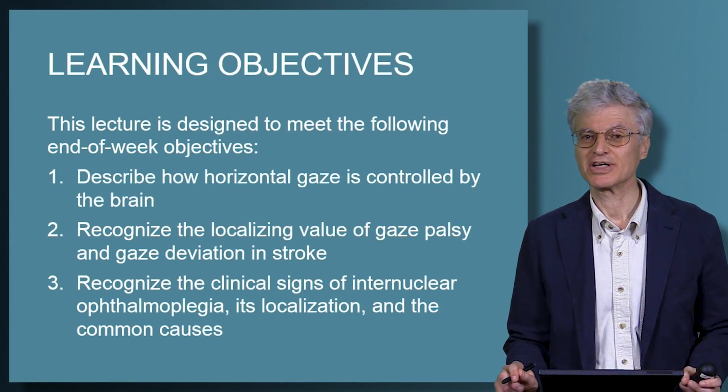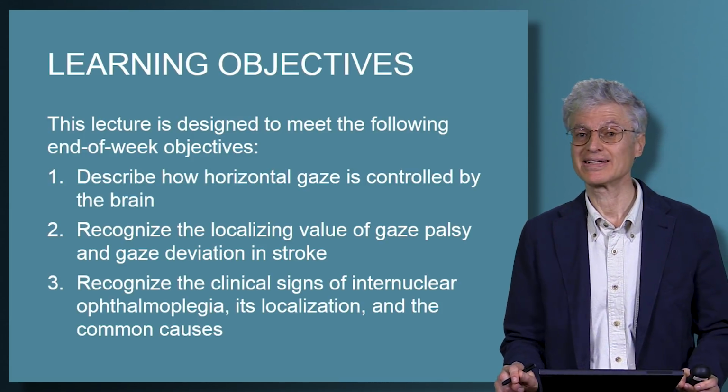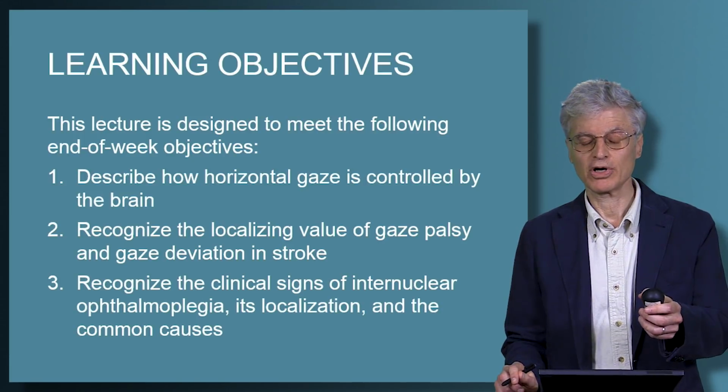The learning objectives are: 1. Describe how horizontal gaze is controlled by the brain. 2. Recognize the localizing value of gaze palsy and gaze deviation in stroke. And 3. Recognize the clinical signs of internuclear ophthalmoplegia, its localization, and the common causes.